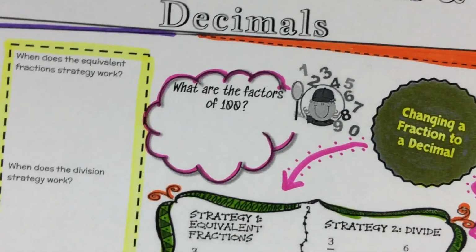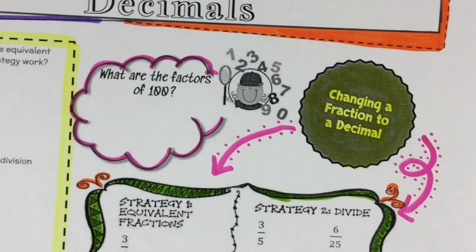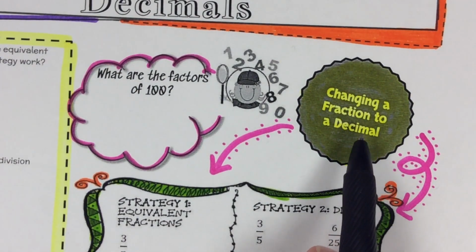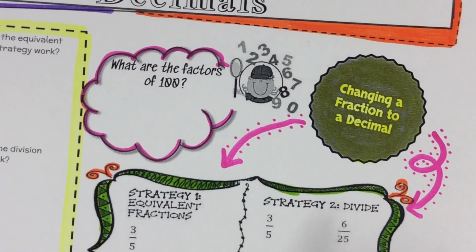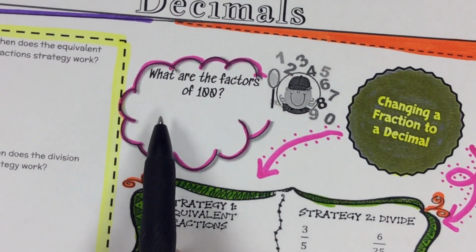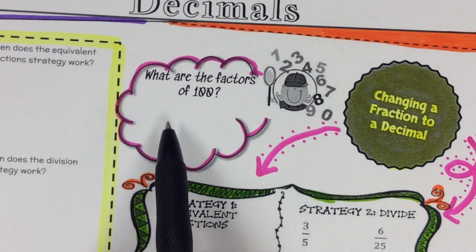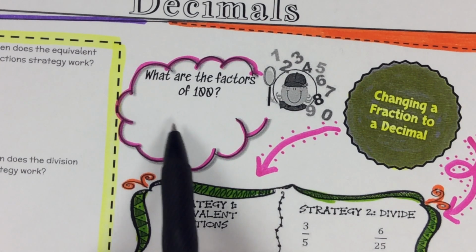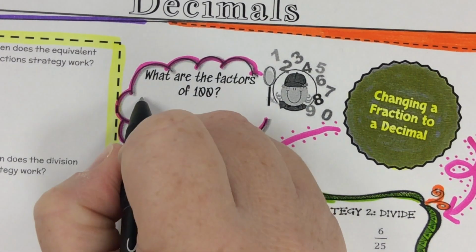Page 12. All right, now this one, we're going to change our fractions to decimals, and there are two different strategies. So the first thing we're going to do, we're going to write down the factors of 100. That means all the numbers that will multiply and go into 100, okay?